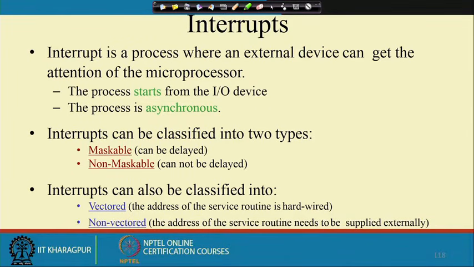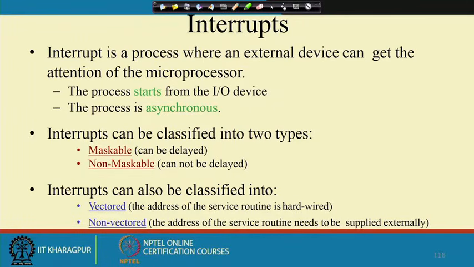The process starts from the I/O device and the process is asynchronous. So, it starts on the I/O device, means the I/O device will tell the microprocessor that there is something emergency that has occurred, and it has to process that operation. And it is asynchronous because when this interrupt will come, there is no such fixed timing for that. So, the processor works in a synchronous fashion, with clocks at some clock frequency, but this interrupt can come at any time.